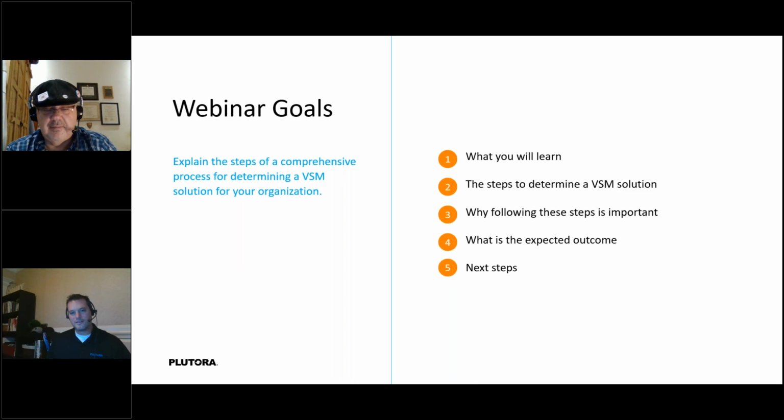And what's the expected outcome? In other words, what would be the result of going through those steps? And what do you expect to get out of this whole process? In particular, how does this tie into the next steps of implementation?